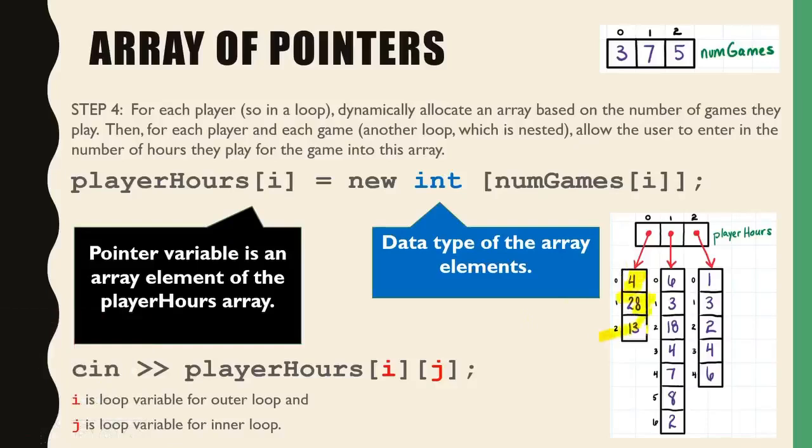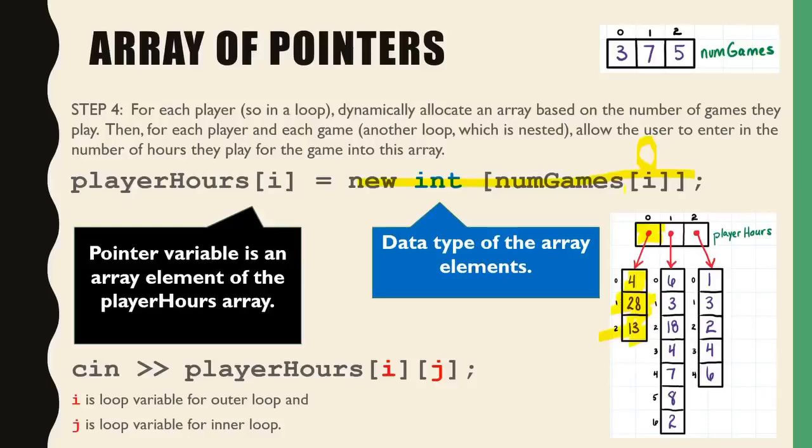Okay, so I just created this array with this line right here, where i is 0. Okay, then where do we put the memory address? Well, the memory address is stored in this first element of the player hours array. So that's why I have player hours sub i. And remember, i is 0.